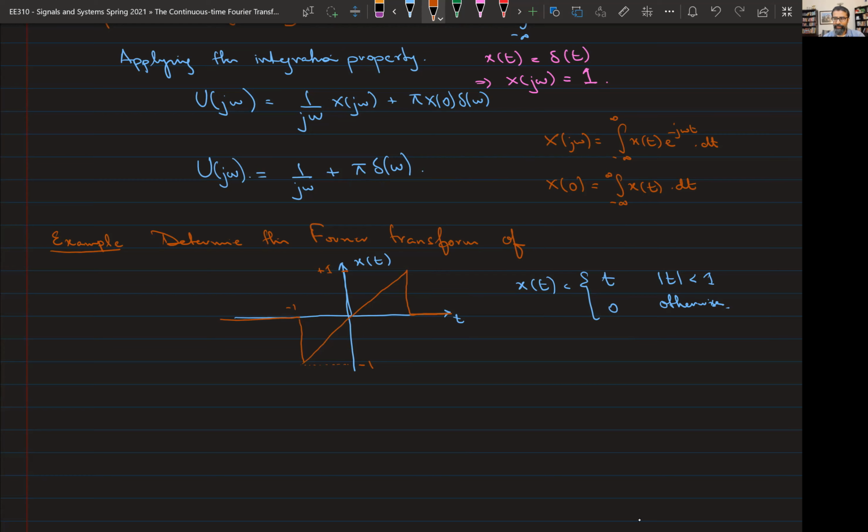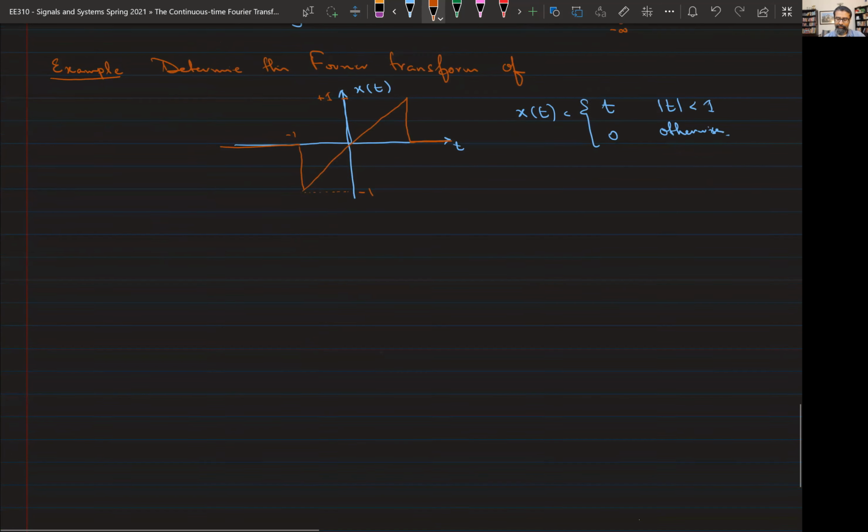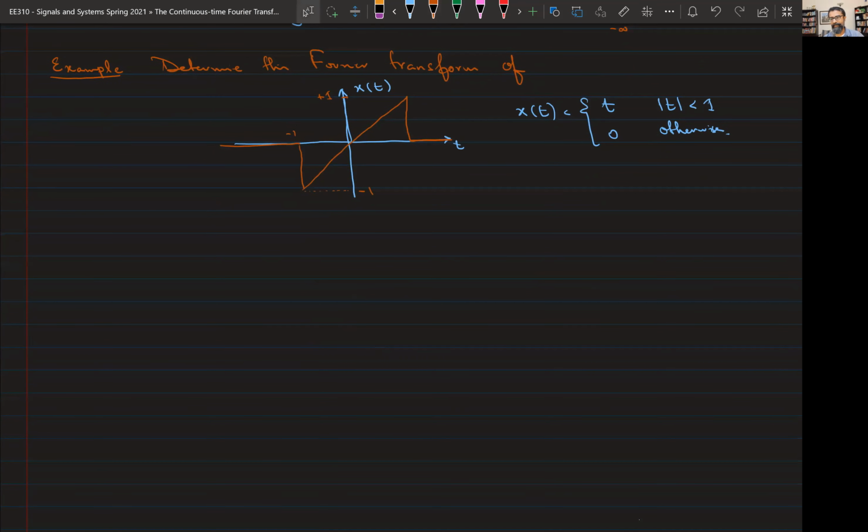Now, then I left this off as an exercise. Could you determine the Fourier transform for this ramp signal, if you will, which is limited between minus one and plus one, right? So this intercept here is plus one, and x of t is equal to t when the absolute value of t is less than one, and zero otherwise.